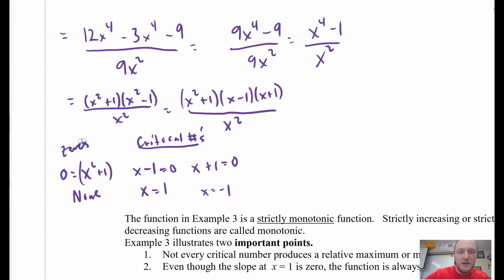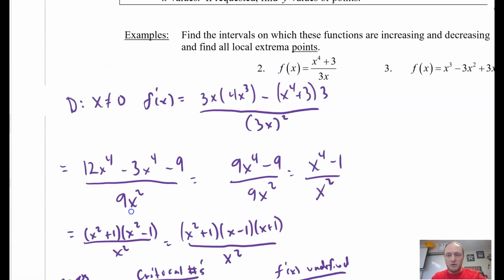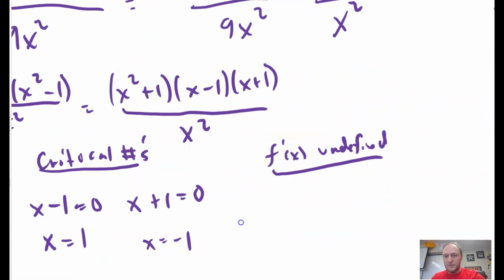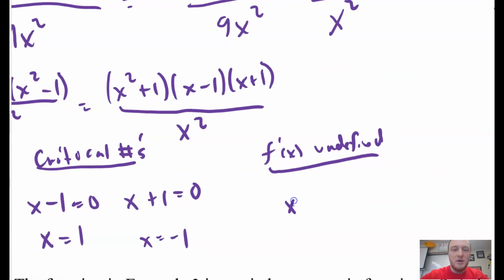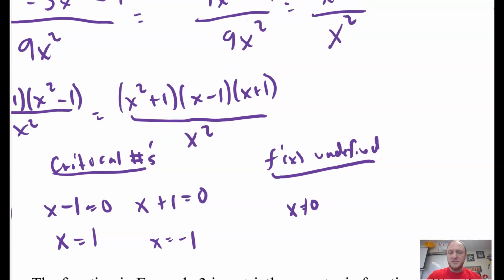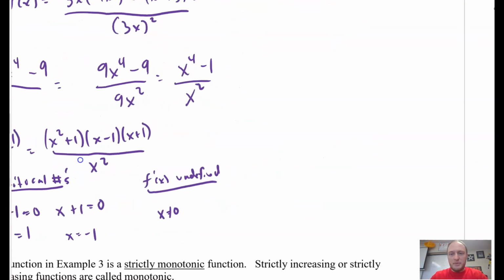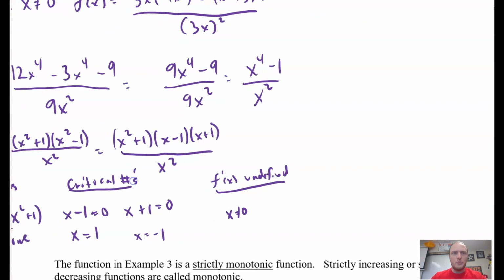And then we can also find out where f prime of x is undefined. If we look again at our denominator, we are undefined at 0. However, what do we say a restriction value was? Domain cannot be 0. So I know that x cannot be 0. It's undefined there, so that normally would be a critical value, but since it's removed from our domain, we don't include it.